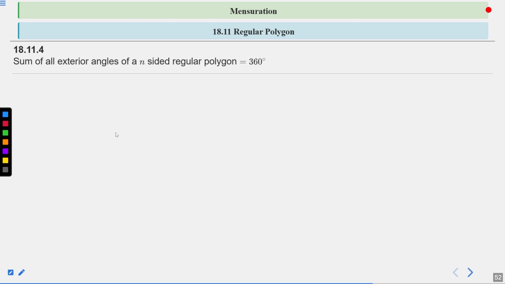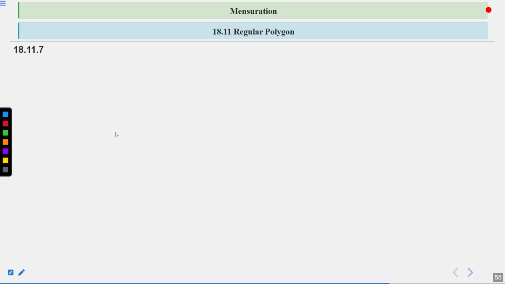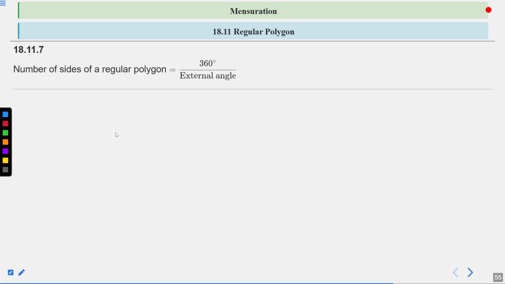Next, 18.11.4. The sum of all exterior angles of an n-sided regular polygon is 360 degrees. Next one, 18.11.5 in regular polygon. Internal angle plus external angle is always 180 degrees. Next one, 18.11.7 of a regular polygon. The number of sides of a regular polygon is 360 upon the external angle.